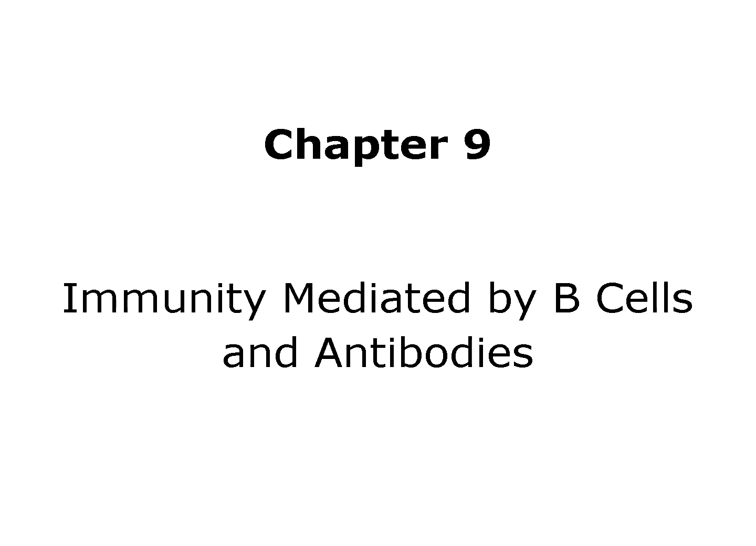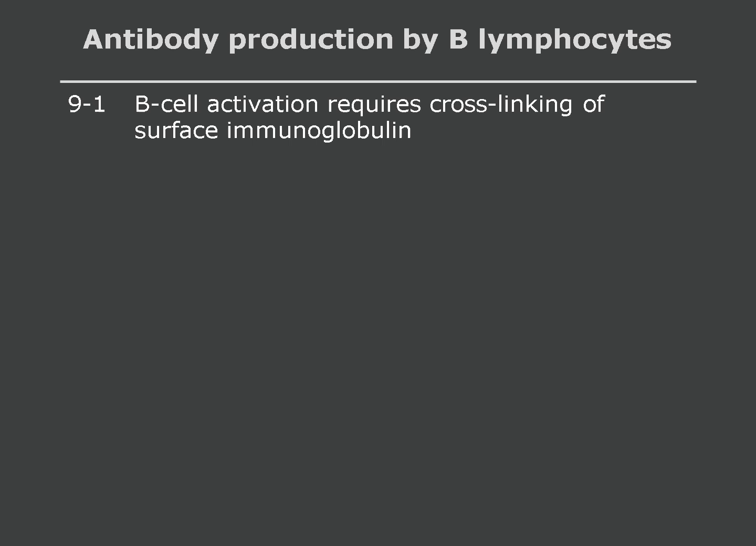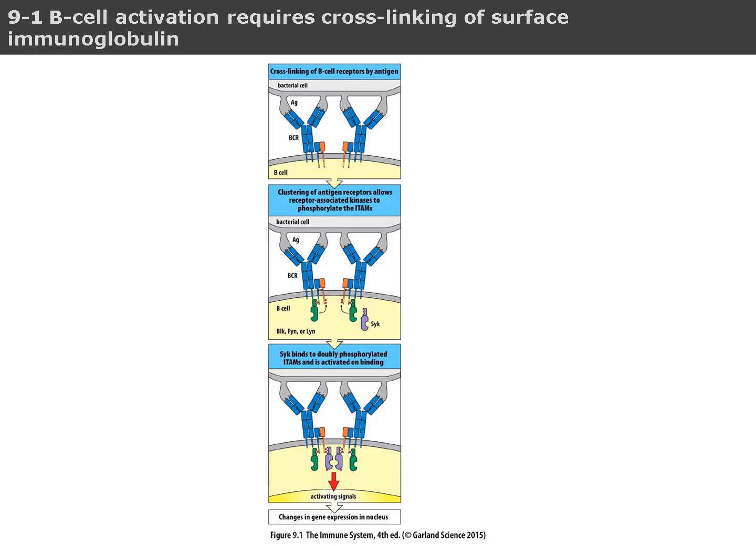Chapter 9: Immunity mediated by B cells and antibodies. B cell activation requires cross-linking of surface immunoglobulin. B cell activation begins when antigens on a bacterial cell bind to and cross-link multiple B cell receptors, or BCRs, on the surface of a B cell.